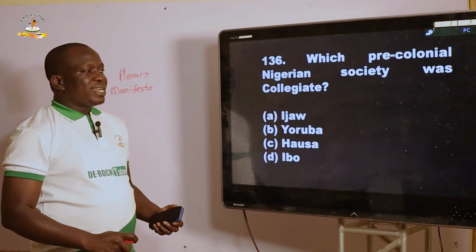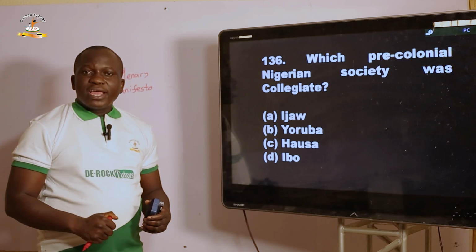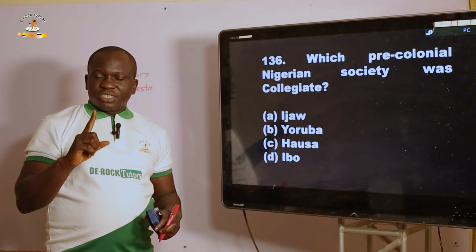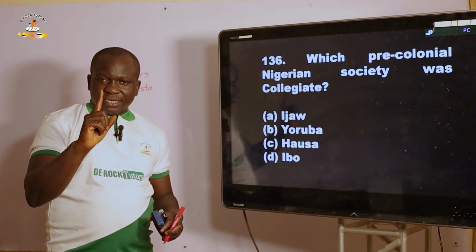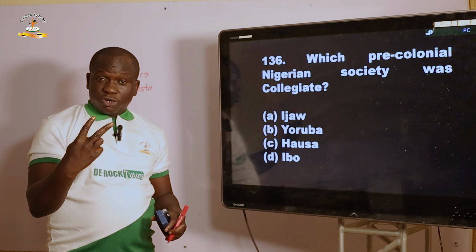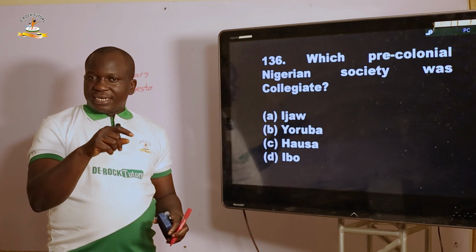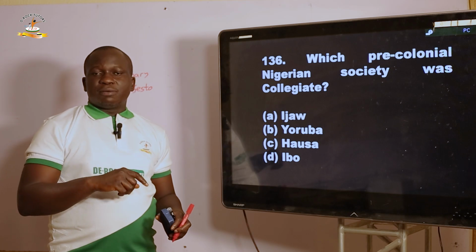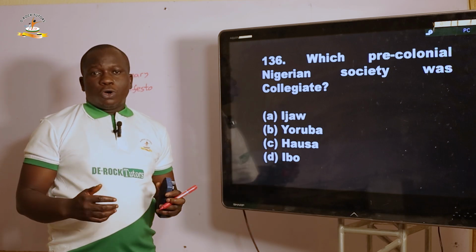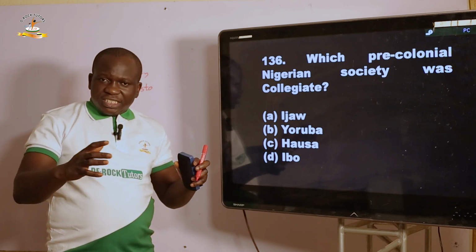Which pre-colonial Nigerian society was collegiate? You know, when power is vested in the hands of a person, it is a unicephalous executive. When it is vested in the hands of two persons, two heads for a country, that's bicephalous, that's the parliamentary system. Single head, that is unicephalous, presidential system. But when power is vested in the hands of more than two, in a committee or council, that is called collegiate executive.